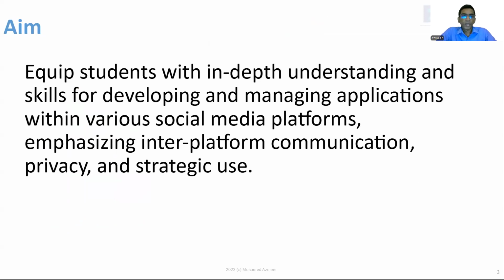So we've already gone through this. The aim of this unit is to equip students with in-depth understanding and skills for developing and managing applications with various social media platforms. So essentially, you need to understand the different platforms that are available and need to know how they work interactively. That's one thing. And also how they work together, right? So you might have, let's say, a WordPress based blog, and you want to authenticate that using Facebook or Google, right? Now, how do you do that?